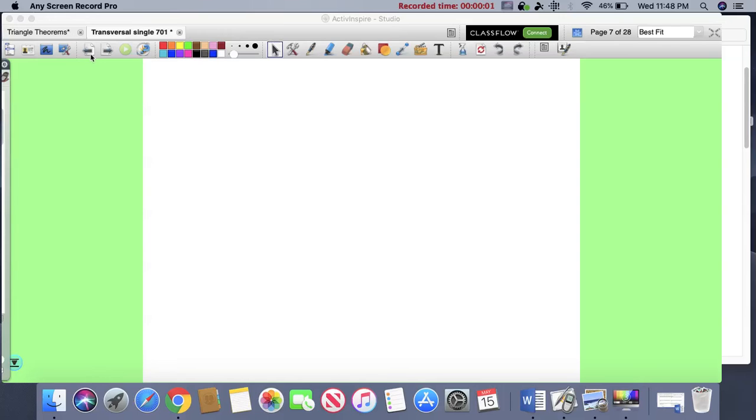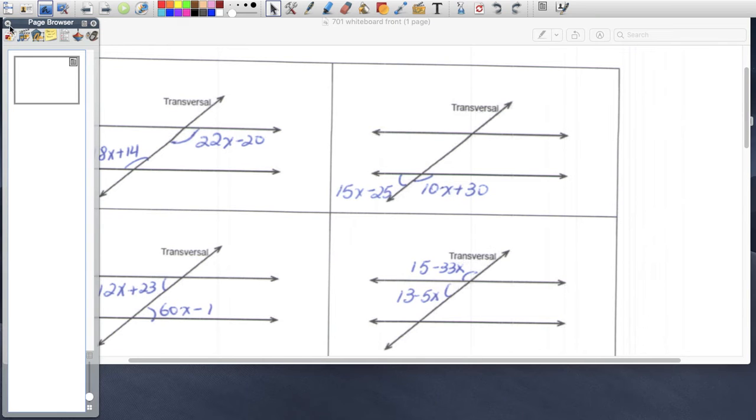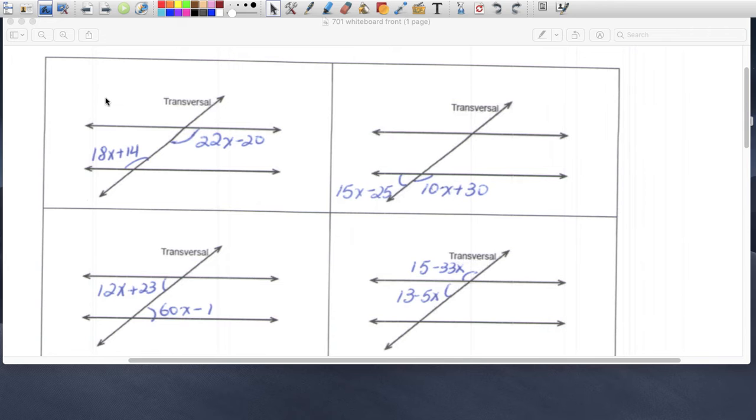Okay, this is the front side, the front page. So I'll do it in one video. 12 o'clock. So the first thing I want you to do is tell me the relationship. So this one you can tell is alternate interior, right? Alternate interior, they're the same, right?